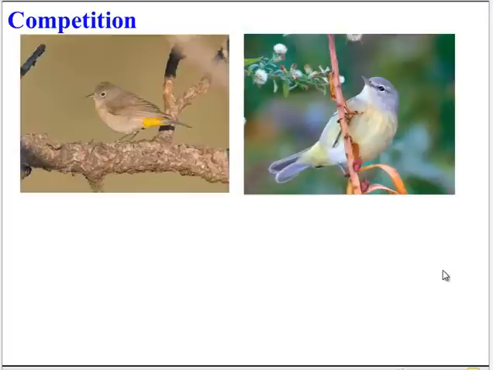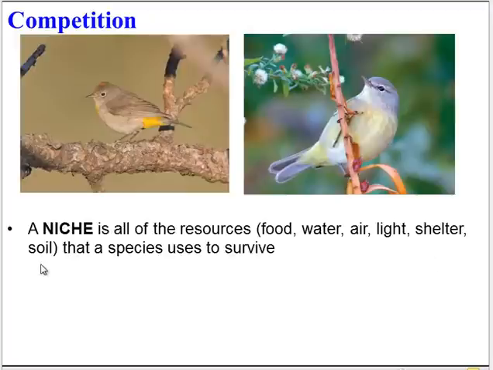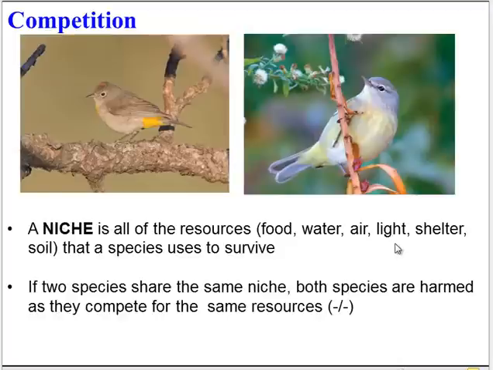Let's finish by exploring competition. This interaction involves a term known as a niche. A niche is simply an organism's job in its ecosystem. It's all of the resources, like food or water, that the species uses to survive. And if you have two different species that share the same niche, they're going to be competing for those resources. And this harms both species because they're going to lose out on resources.